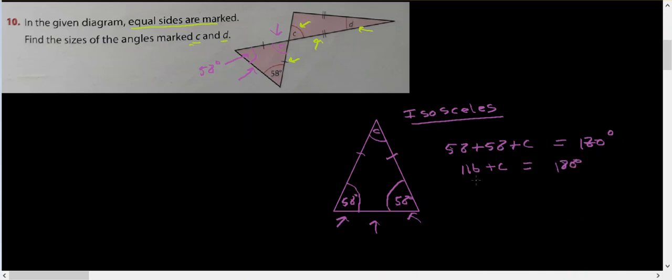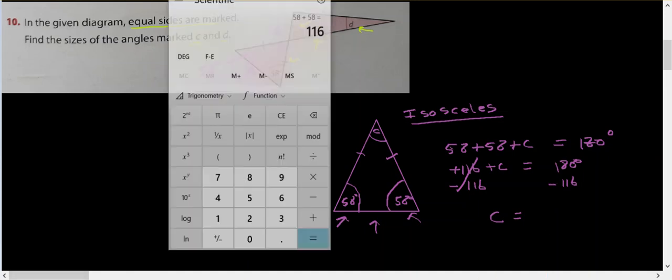Now we can figure out what C is. We want to get rid of the 116 from this side. This is just the algebra that we would have been working on. This is plus 116, so we want to change it to 0, so we have to minus 116. If we minus 116 from one side, we have to minus 116 from the other side. So these will cancel out, and C is going to be equal to 180 minus 116.